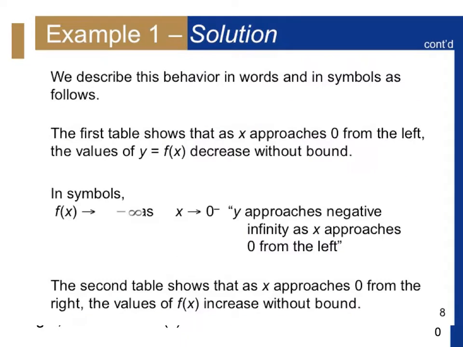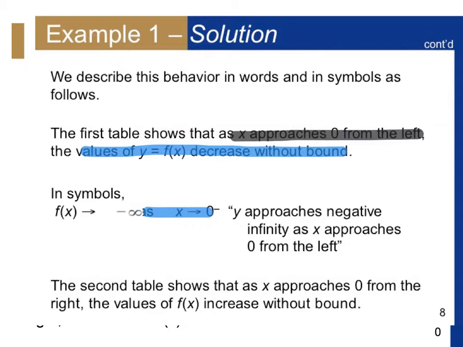So when we're describing the behavior near the asymptote, our first table shows that as x approaches 0 from the left, the values of y decrease without bound. Another way to say that is as x approaches 0 negative, 0 minus, that means as x approaches 0 from the left. So that minus after the 0 means we're approaching 0 from the left, which means we're doing this kind of thing with our graph.